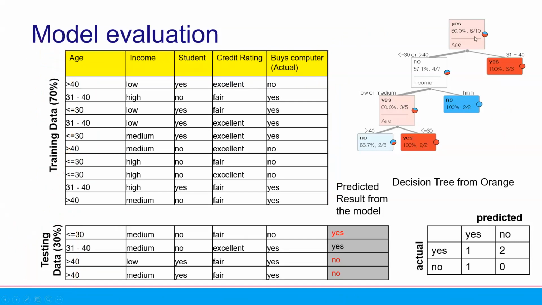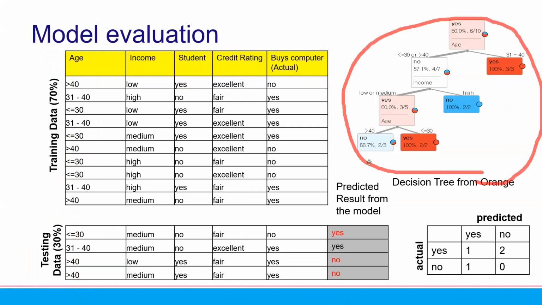Now, I have this decision tree. I would like to test this decision tree with my testing set data. When we have the 14 data, we know the actual decision. It means I know that this customer did not buy a computer. I know that this customer bought a computer. This customer bought a computer. This customer bought a computer. But what is the prediction result from this decision tree?